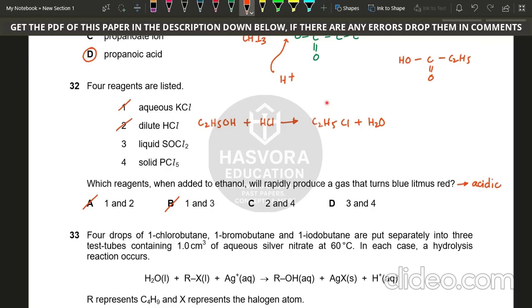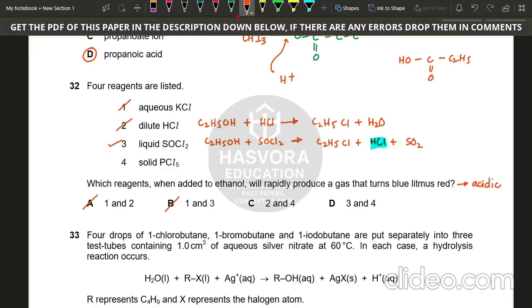Then we have liquid SOCl2. For the SOCl2, the ethanol will react. It will first of all substitute the OH with the Cl, and then it will form HCl steamy fumes plus SO2, sulfur dioxide. Now you can see that it forms HCl, which is acidic, and it will turn blue litmus red. So this is your answer.